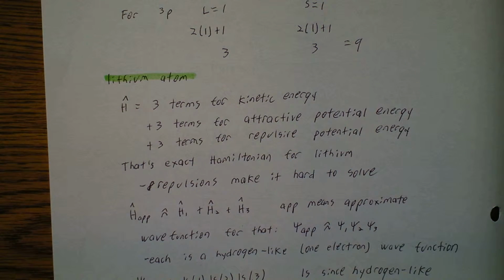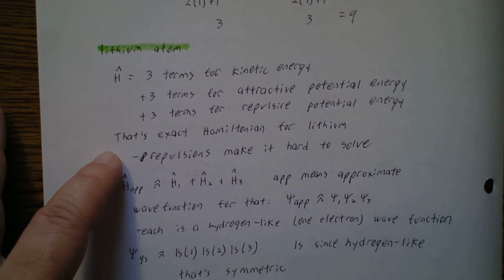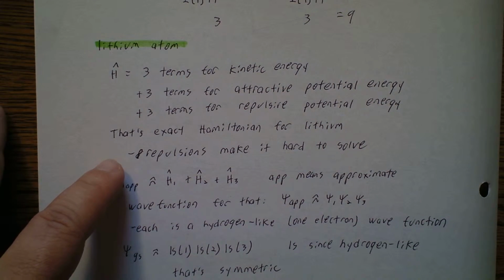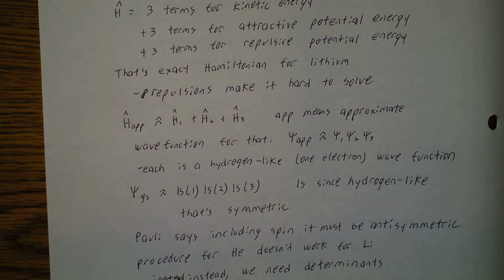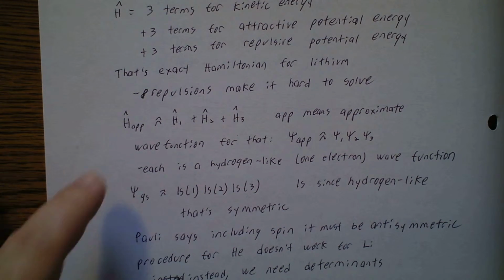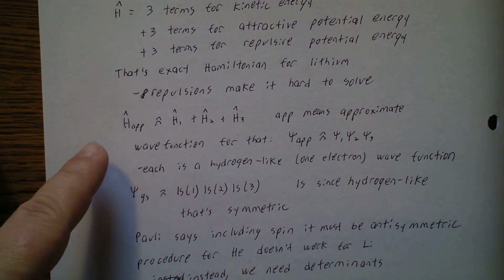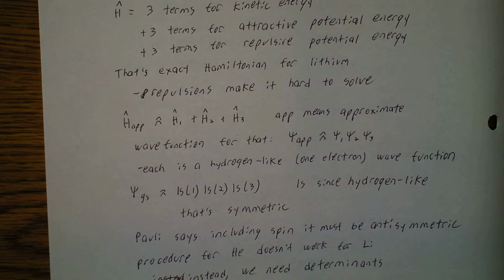So the Hamiltonian is equal to 3 terms for kinetic energy, plus 3 terms for attractive potential energy, plus 3 terms for the repulsive potential energy. So that's the exact Hamiltonian for lithium. Of course, the repulsions are what make it hard to solve. So the approximate Hamiltonian is going to be just the Hamiltonian for electron 1 plus the Hamiltonian for electron 2 plus the Hamiltonian for electron 3. And of course, app means approximate. So there are wave functions for that. So we get psi approximate is roughly equal to psi 1 times psi 2 times psi 3.